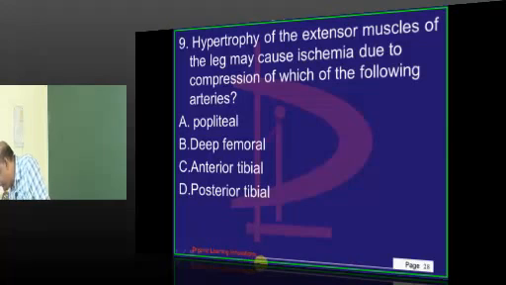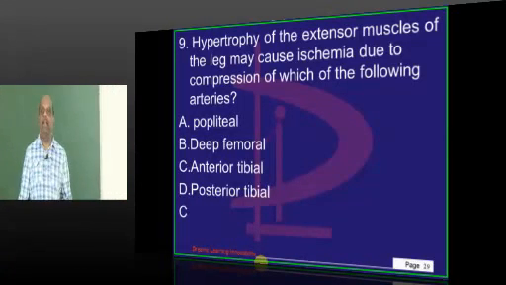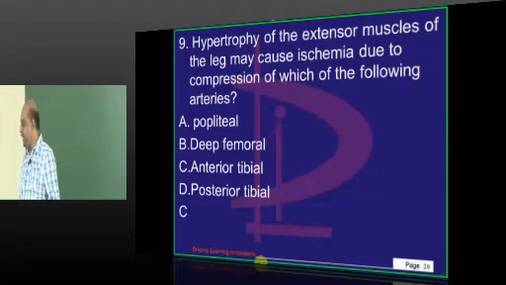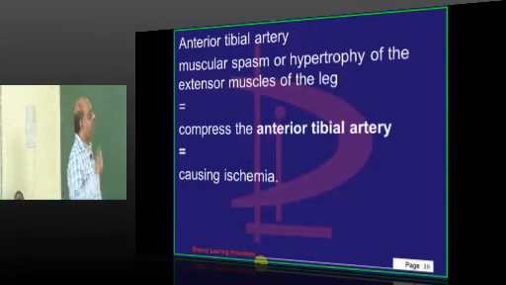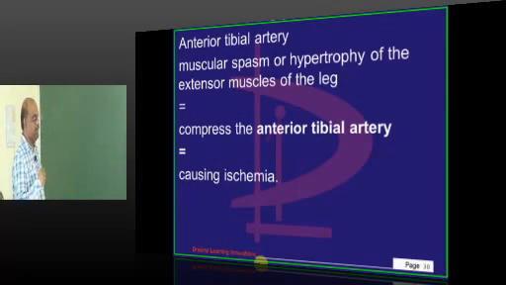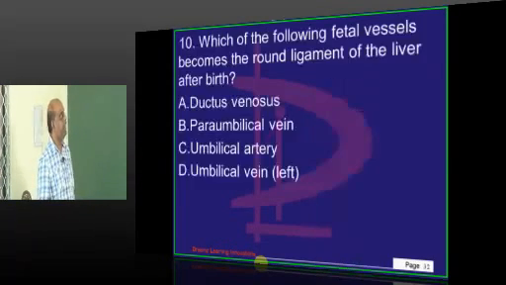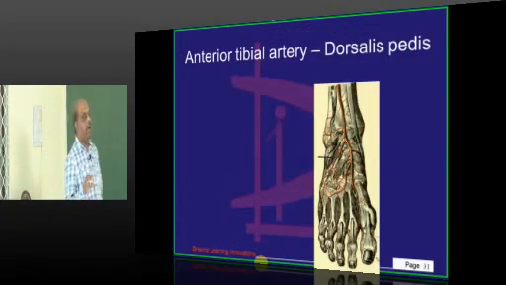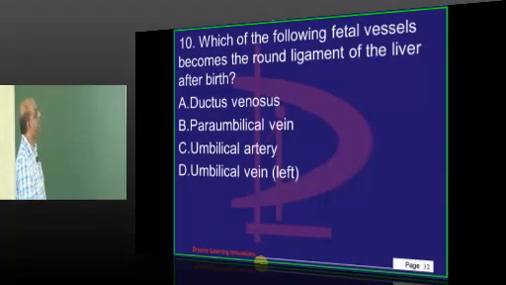Amrita, Kavi, Femida, Guntur, Tirupati, everyone is saying anterior tibial. That's right. So anterior tibial, any muscular spasm or a hypertrophy of the extensor muscles of the leg can compress it and lead to ischemia. Anterior tibial artery is the one which will be giving rise to the dorsalis pedis.